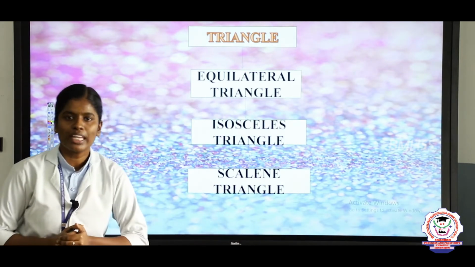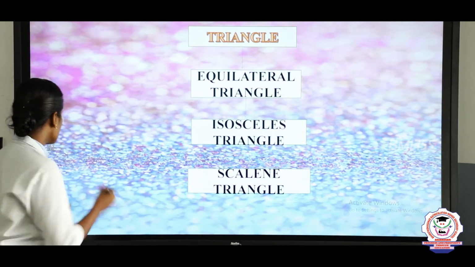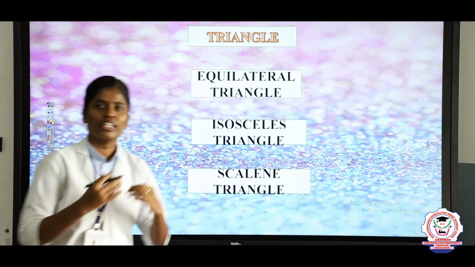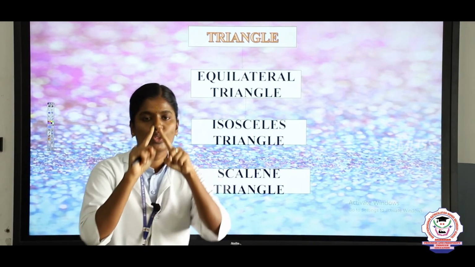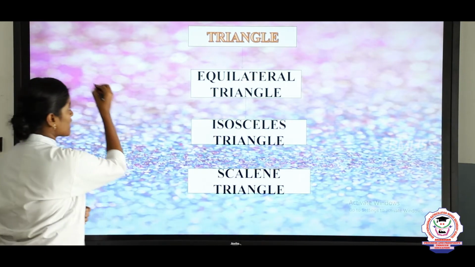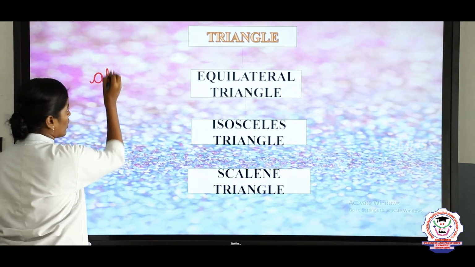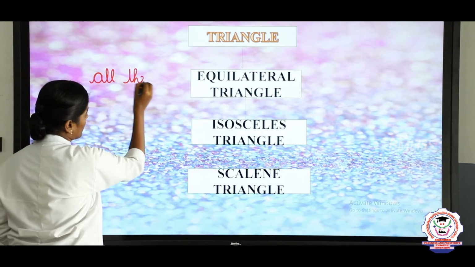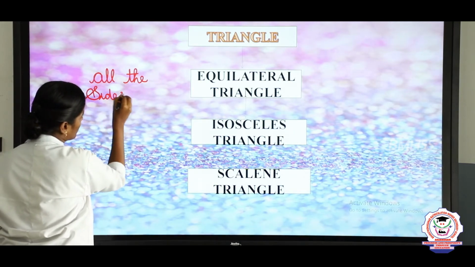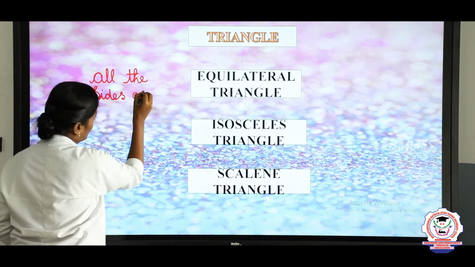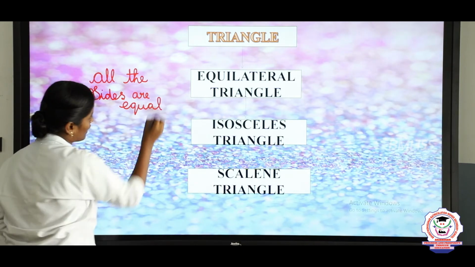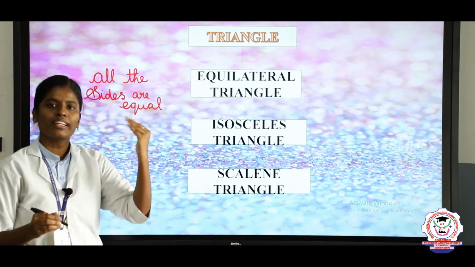So what is meant by equilateral triangle? Listen my students. An equilateral triangle means a triangle with all the sides equal.